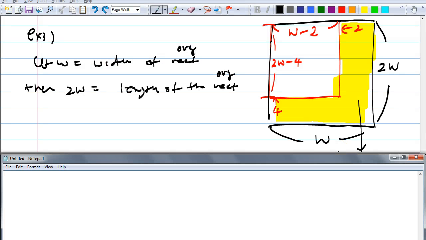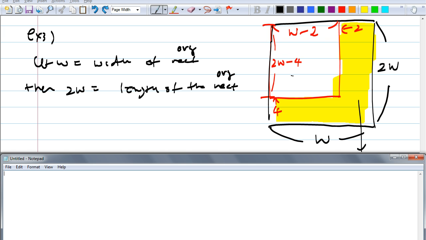So, how many people got this picture? Raise your hand. Okay, we had W and 2W. Now, the red is the decreased area. Does that make sense? So, how many people agree that this is 2W minus 4 and W minus 2 for the length and width for the smaller rectangle, right? We don't do it twice, right? It's just once. Yes, question?